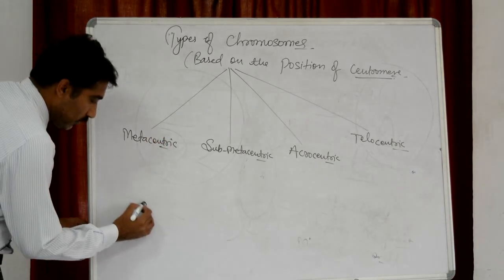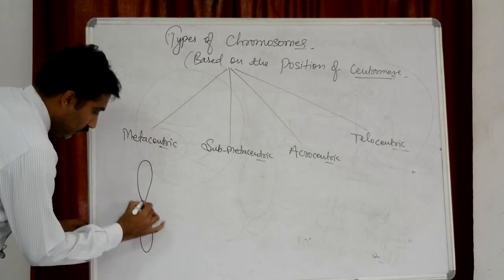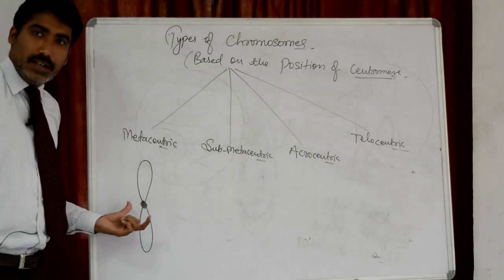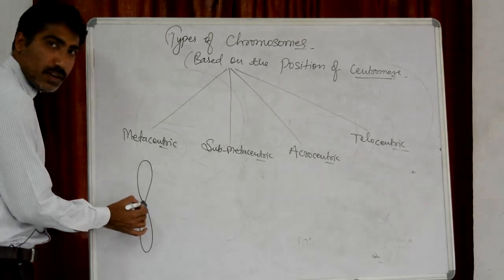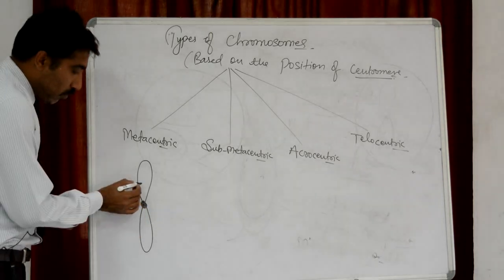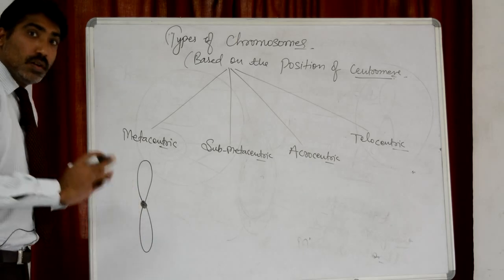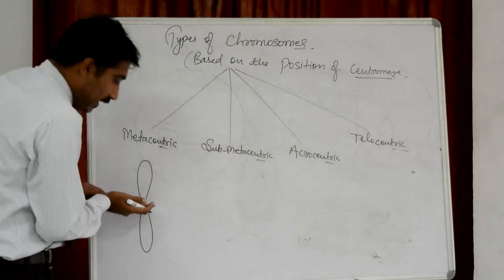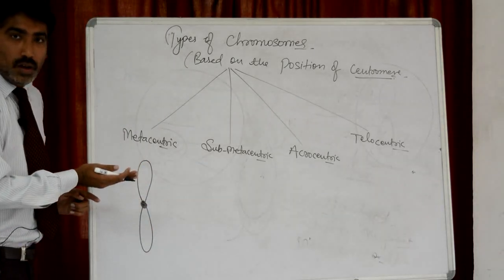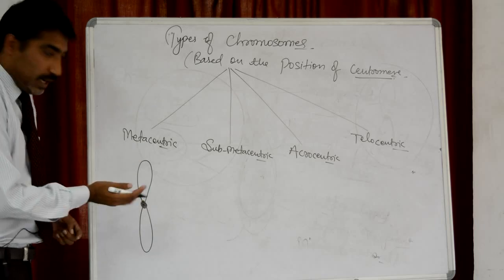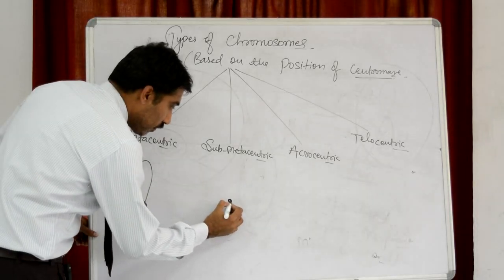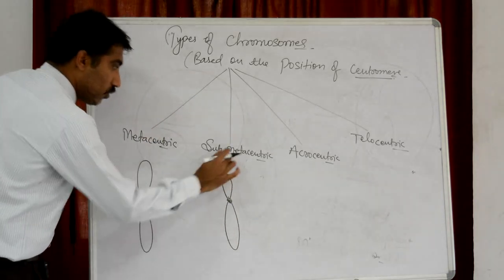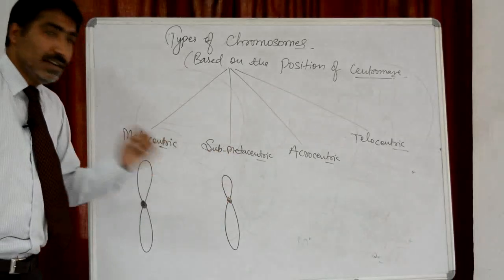So this first one that I have drawn here is a metacentric chromosome. Inside the metacentric chromosome, the position of centromere is at the middle, meaning both upper arm and lower arm have equal length. Next, when the centromere slightly shifts either towards the upper end or lower end, one arm becomes slightly shorter than the other. This type of chromosome we call a submetacentric.